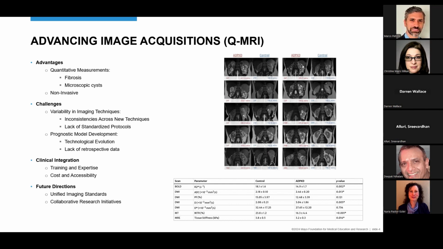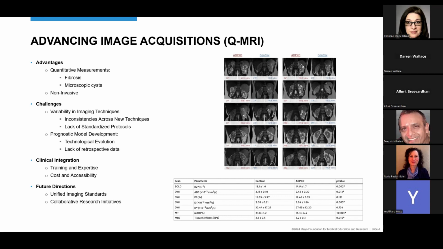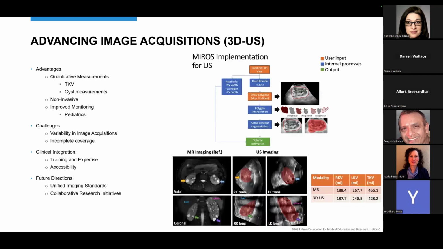So in terms of clinical integration, there's obviously difficulties with expertise in terms of trying to get these acquisitions into the clinical practice. But there's a lot of really nice work that's happening right now, trying to unify and standardize the imaging, in terms of collaborative research projects to standardize how the images are acquired and then assess their reproducibility and generalizability to different institutions as well.